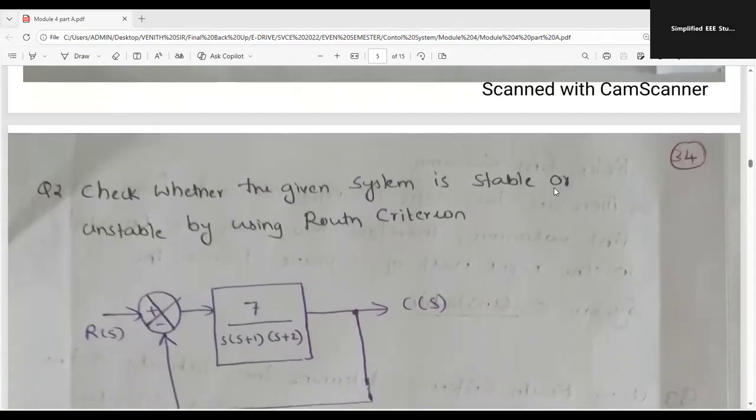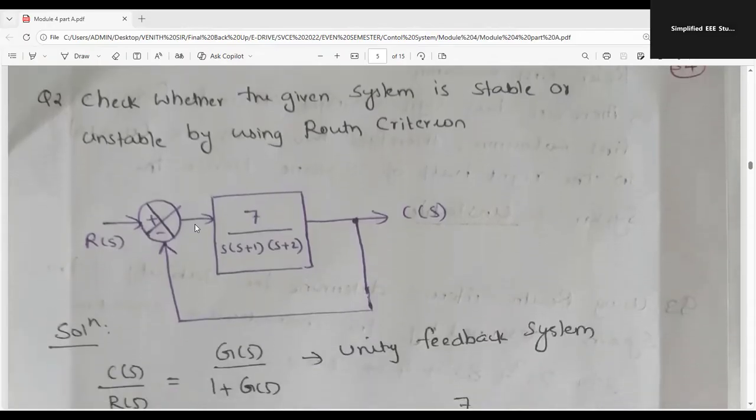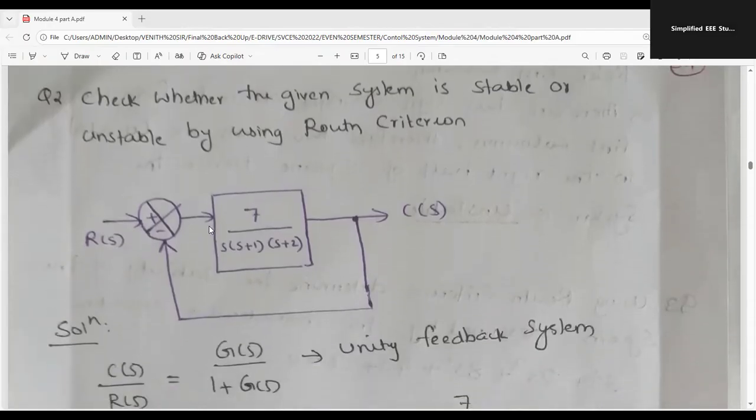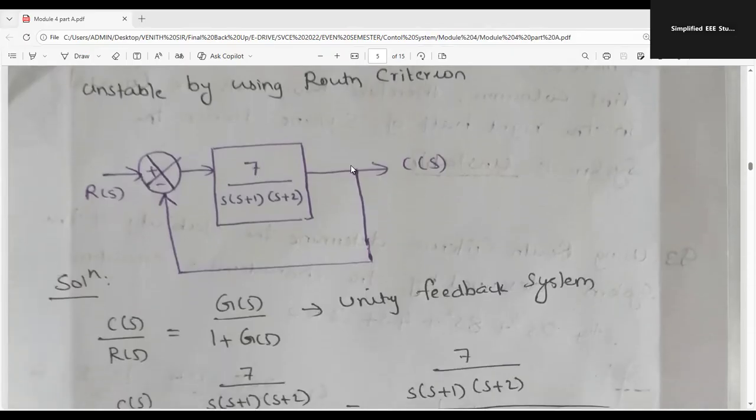Check whether the given system is stable or unstable by using the Routh Hurwitz criteria. So we have a block diagram. First of all, you are supposed to simplify the block diagram. That means you are supposed to write the transfer function. Once you get the transfer function, then you can write the characteristic equation. It is a unity feedback system. There is no gain between output and input, but there is a connection, so I consider the gain equal to 1.